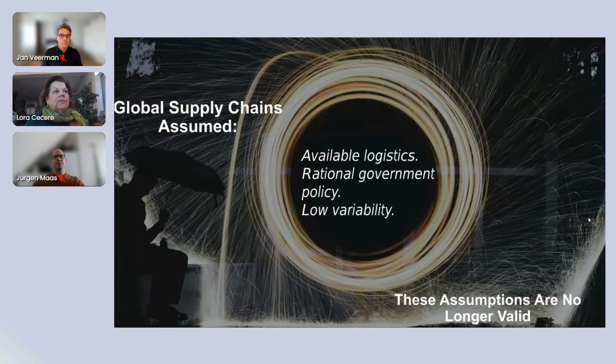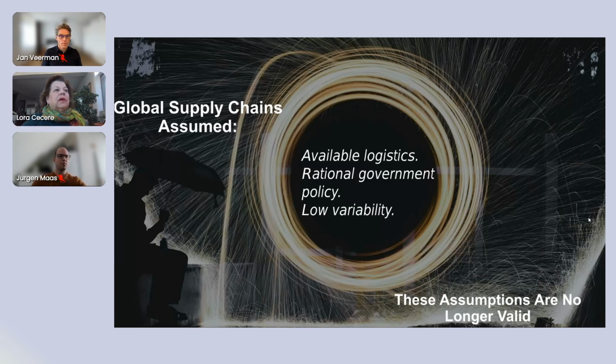We certainly have been in volatile times. The global supply chain assumed three assumptions that are no longer valid. One, that logistics would always be available and we just needed to focus on price. Two, that we would have rational government policy, which, the world in front of us is becoming very fragmented and very fractured with supply shortages.